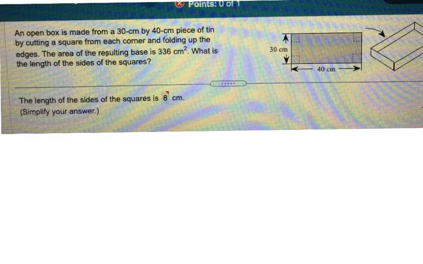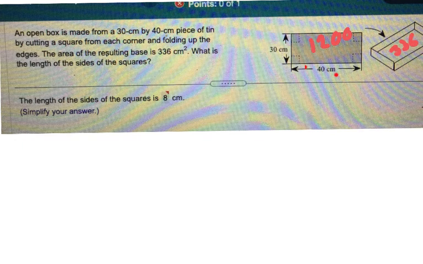So you can see that they have cut the corners, folded it up, and this is what they have. So they're telling me that the base here is 336 square centimeters. Well, I can find the base of the original because it's just a rectangle that's a 30 by 40. So if I multiply 30 by 40, that's going to give me 1,200 centimeters for that one.